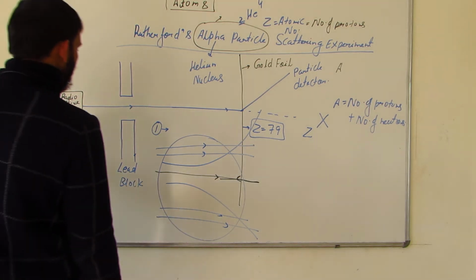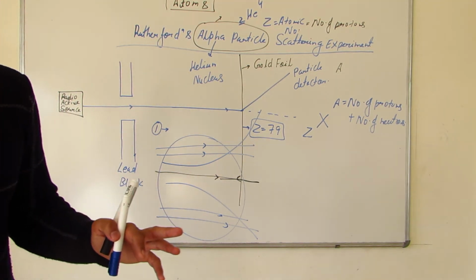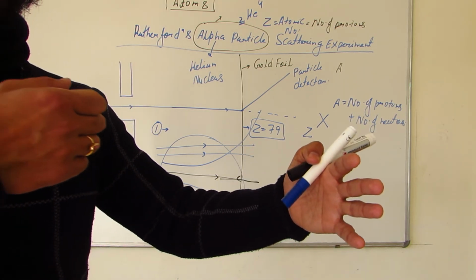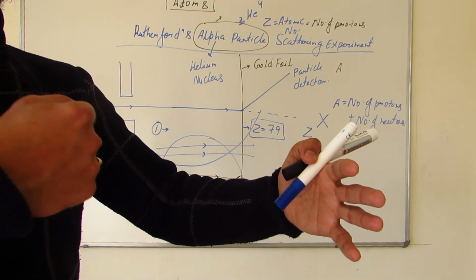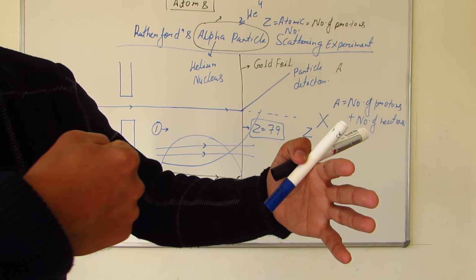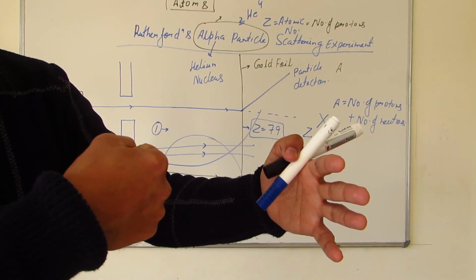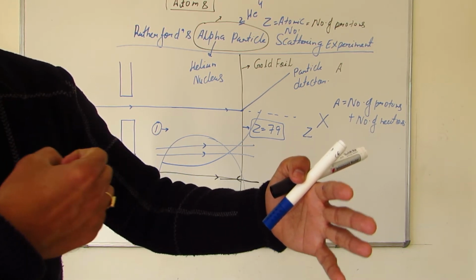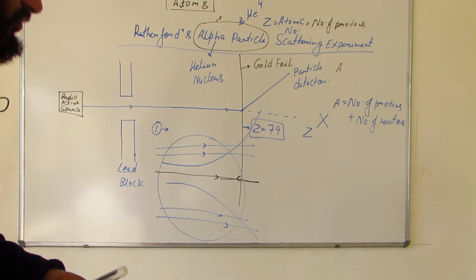Now the biggest question to ask is this: when this alpha particle went closer to this atom, obviously before deflecting, how much closer did it go? That is what we call the distance of closest approach.